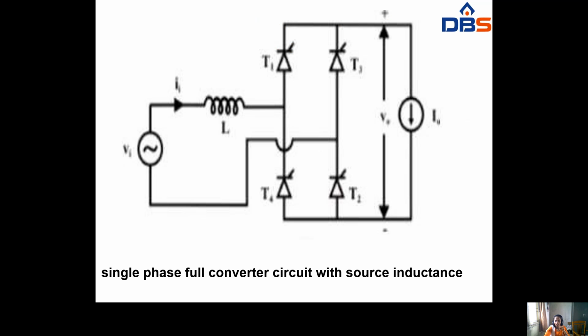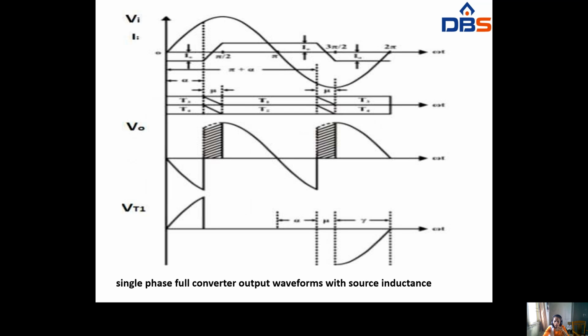So here T3 and T4 will be conducting at t equal to 0. Here there is no source inductance for this conduction, so it will be immediately turned off, and after that T1 and T2 will be turned on. Okay. So we have to see the full wave converter output with the source inductance. Due to source inductance, overlaps will be there.